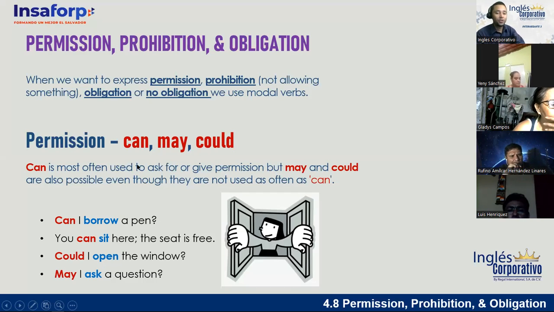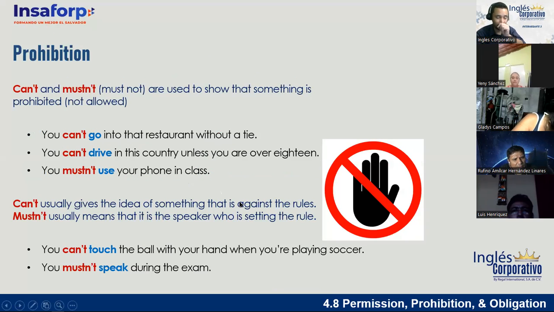Can is most often used to ask for and give permission. But may and could are also possible, even though they are not used as often as can. You say, for example, can I borrow a pen? You can sit here. The seat is free. Could I open the window? May I ask a question? So you use can, may, and could to request, to ask for, or to give permission. This is a review from yesterday's class.